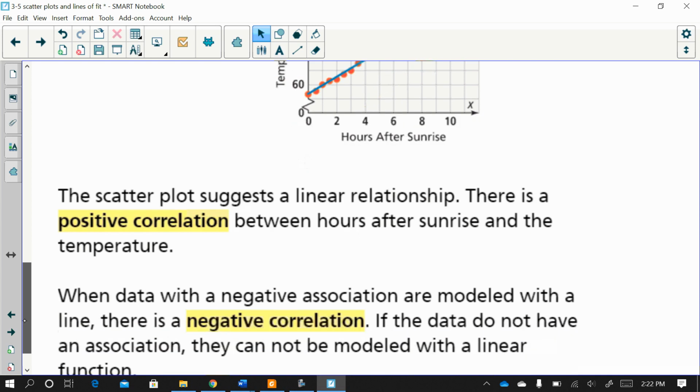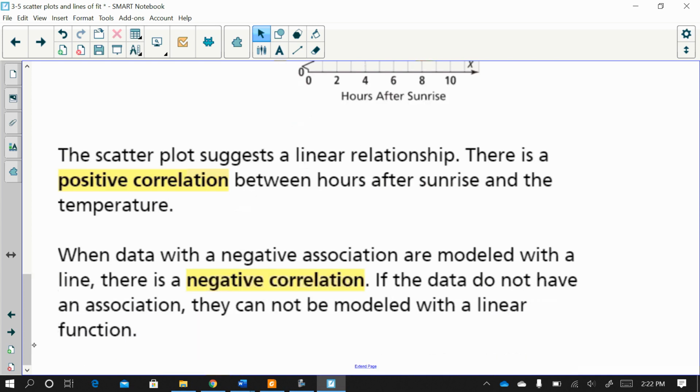Since the scatter plot suggests a linear relationship, we say there's a positive correlation. Positive correlation because the line's going uphill. It has a positive slope. When data with a negative association are modeled with a line, we say there is a negative correlation, negative because the slope is going downhill. If the data do not have an association, then we cannot model it with a linear function.